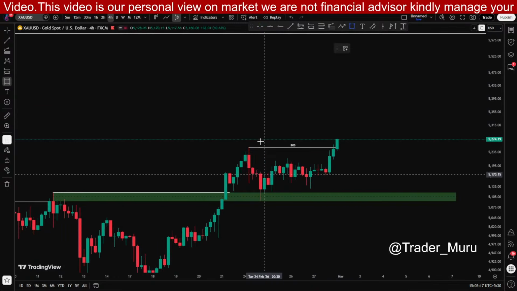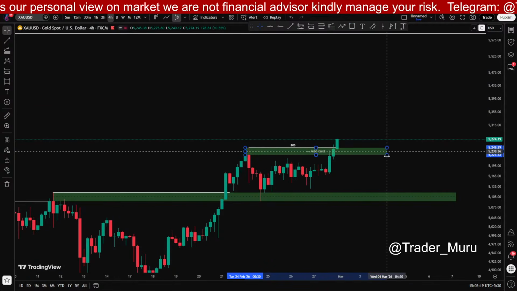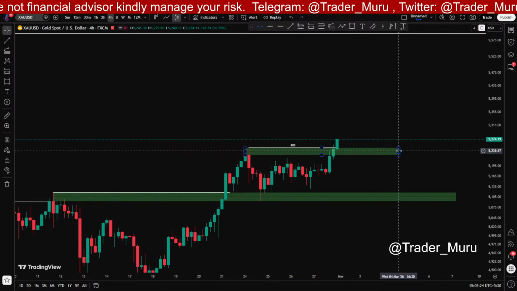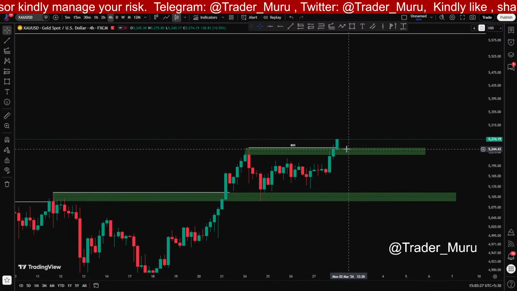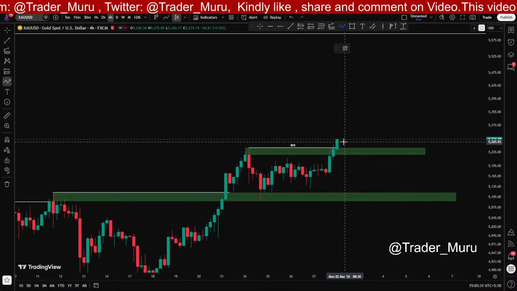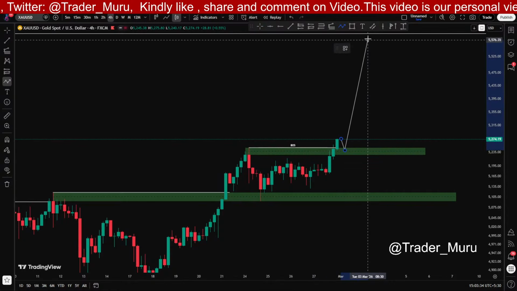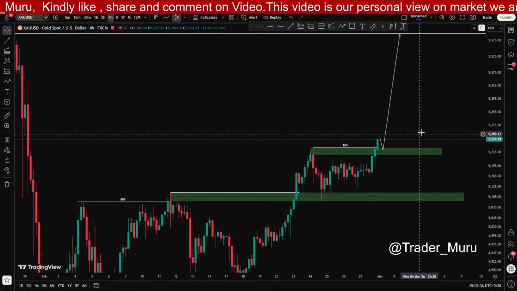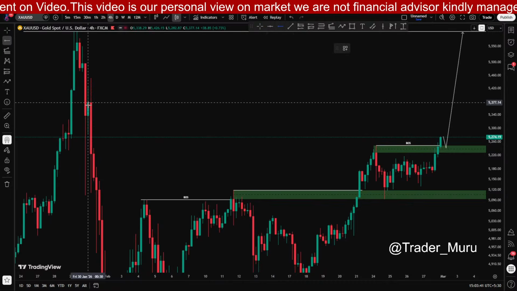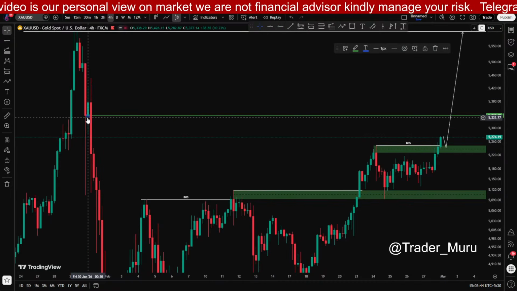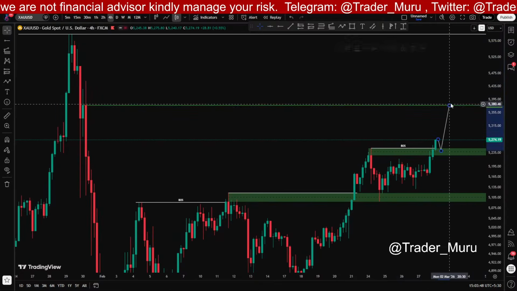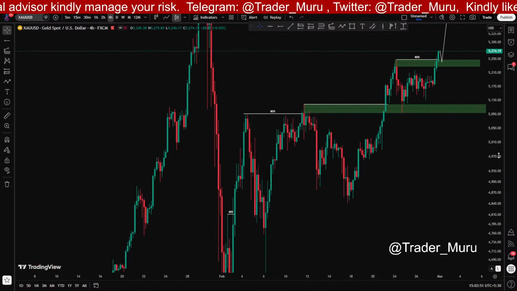So we again have a mitigation block, which is near about 4250 to 4227. Price is likely to test this area and again pump. The first priority will be a buy opportunity from here, and our target is, already we know that, 5375, which is here. First target will be this one.